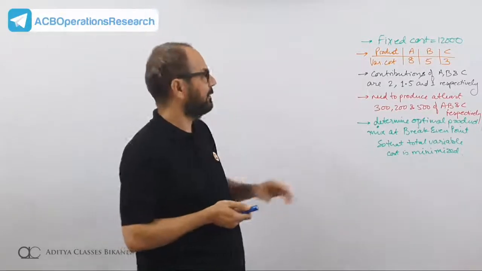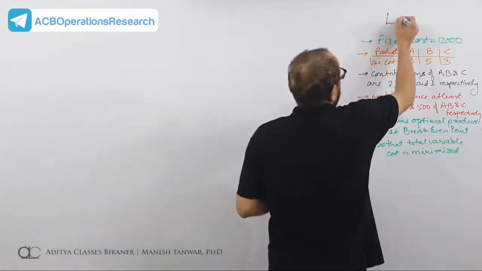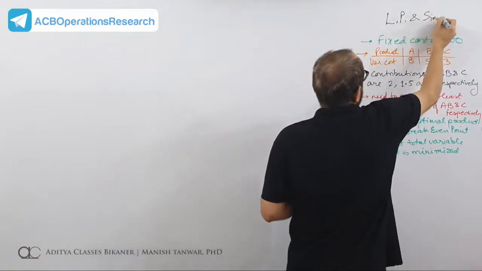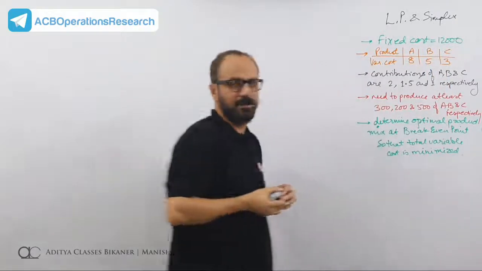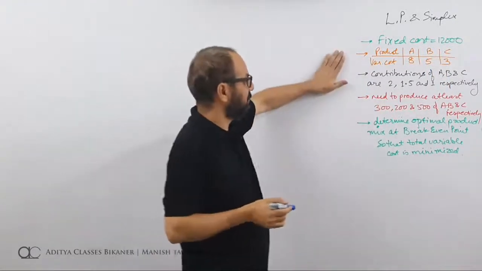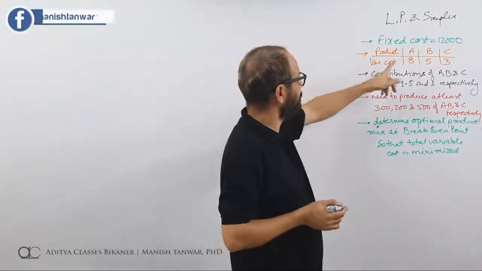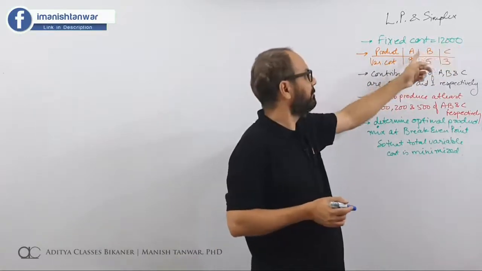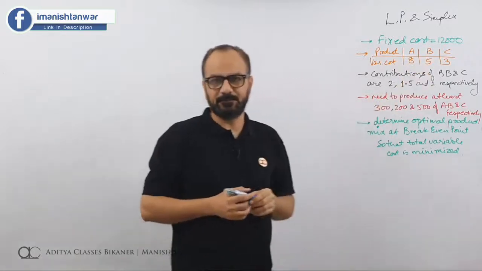Now today we will be taking this particular question and will be formulating an LP and solving it using Simplex. Fine. So first we need to formulate an LP for this. What is the situation? The situation is that there is a company that produces products A, B and C. So the company is producing products A, B and C and the variable costs of each are 8, 5 and 3.